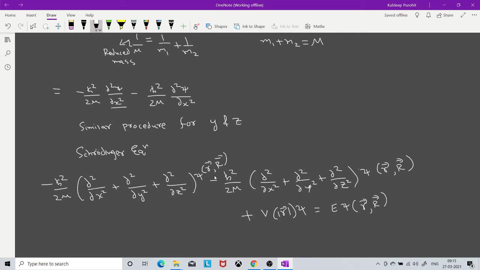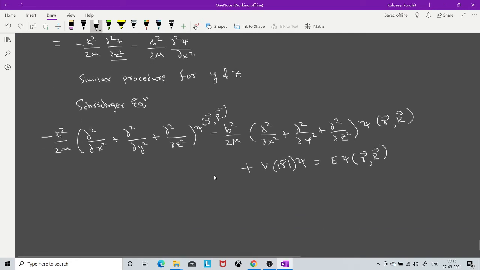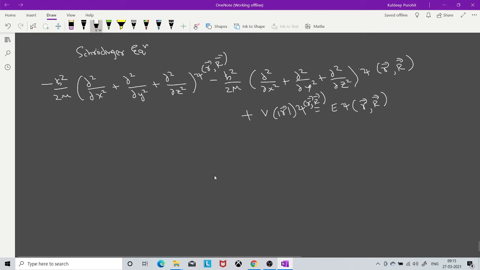Now here separation of variables can be done. Why? Because V is now a function of only small r. Psi is a function of small r and capital R. So now the separation of variables can be done, and I can write psi as a function of r vector and capital R vector as capital psi, which is a function of r vector, and capital phi, which is a function of capital R vector.